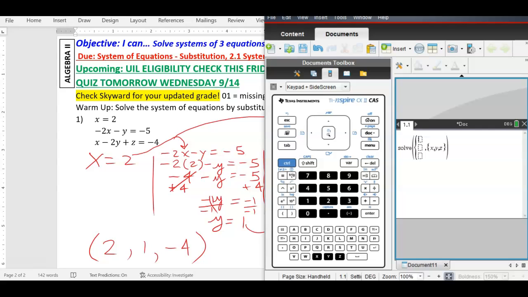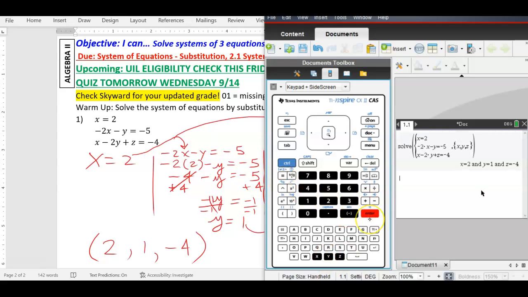Okay, let's try it real quick. x equals 2, negative 2x minus y equals negative 5, x minus 2y plus z equals negative 4. So check it out real quick. 2, 1, negative 4. Isn't that what I got right here? It is, okay? So if you need to check your answers, you can use menu 3, 2.